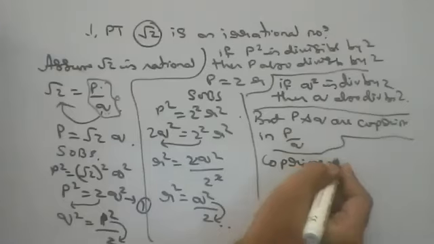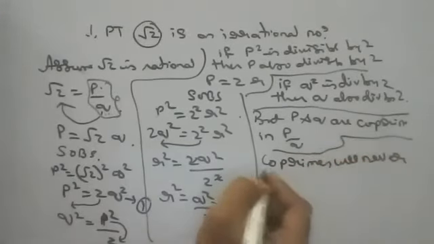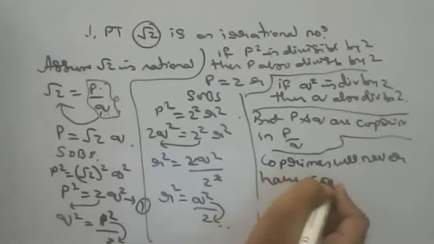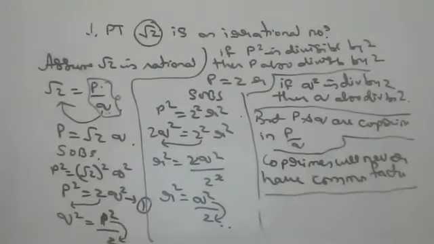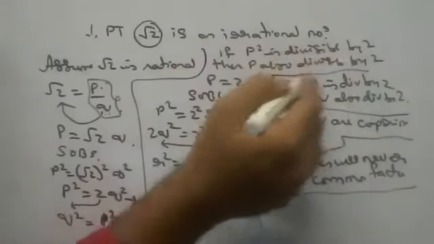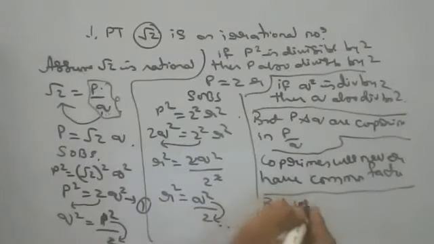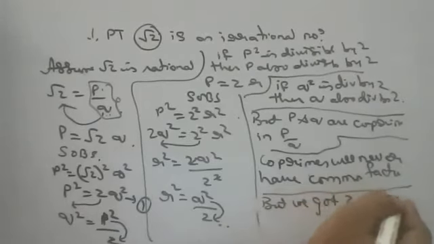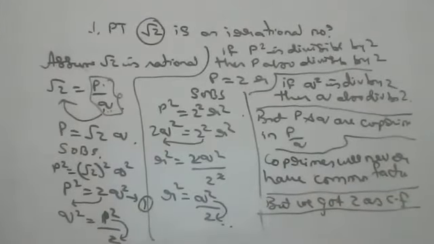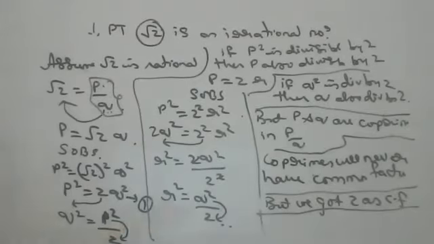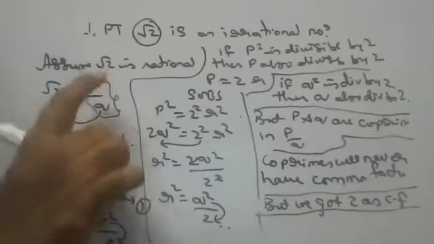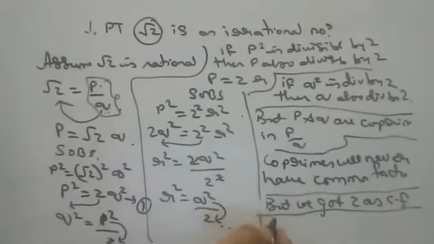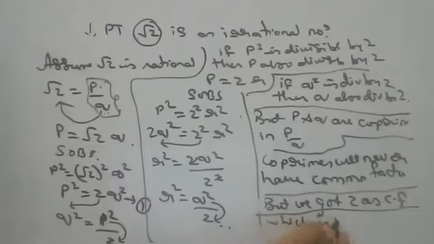Coprimes will never have common factor. You should write like this only, children. But we got p square is divisible by 2, and we got 2 as common factor. Don't write short forms, children, in exam. Why did you get a wrong answer? Even though p and q are coprimes, you got a common factor. Because our assumption itself was wrong. So you should say this is not possible.